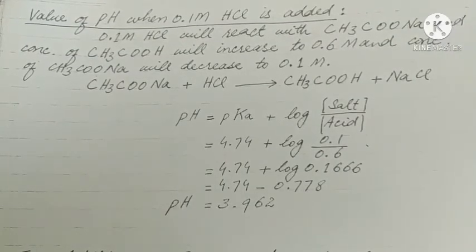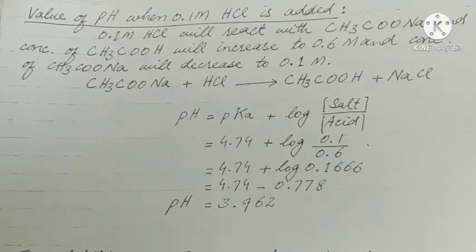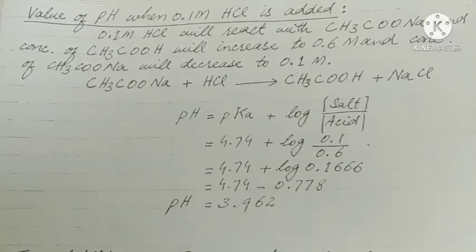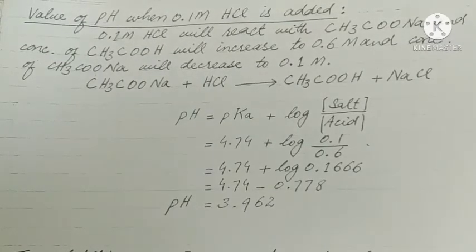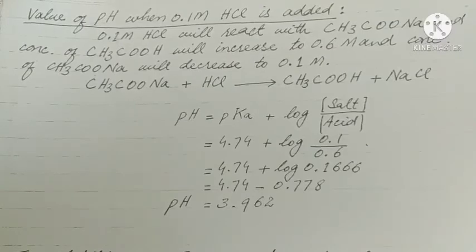Now we will calculate the value of pH when 0.1 mole of HCl is added. 0.1 mole HCl will react with sodium acetate and the concentration of acetic acid will increase to 0.6 mole and the concentration of sodium acetate will decrease to 0.1 mole. Equation is sodium acetate plus HCl, acetic acid plus NaCl. The formula applied is pH is equal to pK plus log salt over acid. The value of pK is 4.74 and salt is 0.1, acid is 0.6.